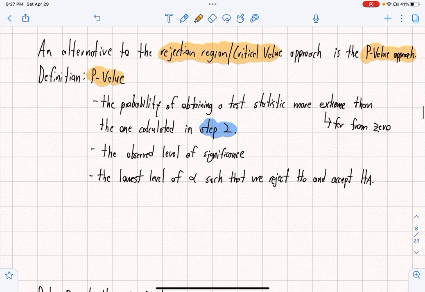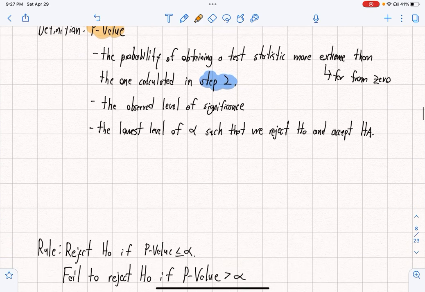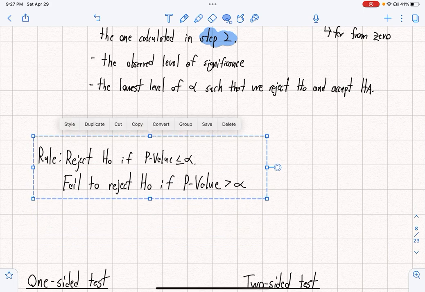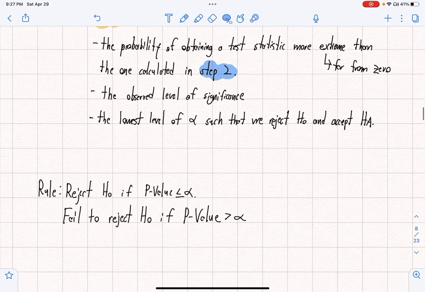So we need to create a rule around this. We're going to say we will reject the null hypothesis if the p-value is less than or equal to alpha. And we will fail to reject the null hypothesis if the p-value is greater than alpha. So we'll need to calculate the p-value and compare it to alpha. And alpha is established before we even start a problem. And this is going to be our rule.